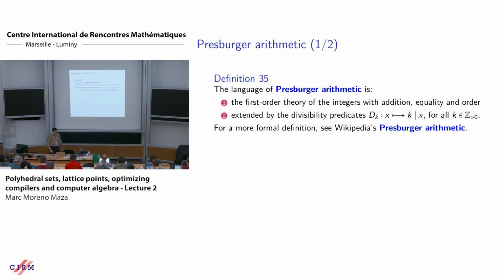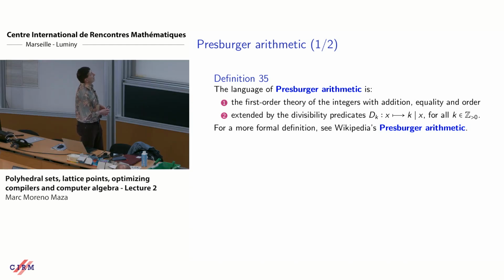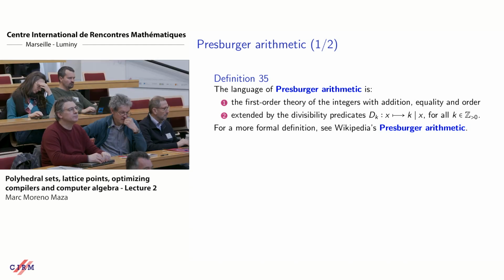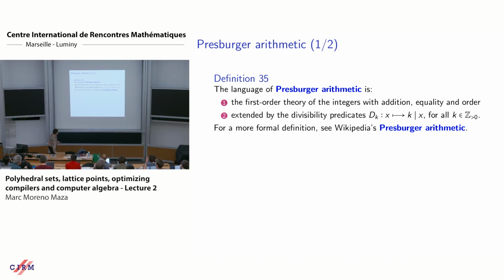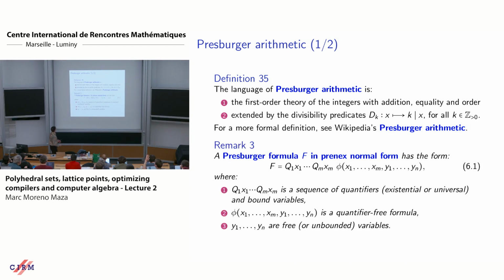Okay, last part. In some sense that's the final goal of all this: to be able to do Presburger arithmetic. What is Presburger arithmetic? This is the first-order theory of the integers with addition, equality, order, and divisibility predicates, that is, predicates of the form: given an integer k, I can say whether k divides x. There is no multiplication here, and this is why the theory is decidable. These things could be presented more formally, and I will just refer to the Wikipedia page of Presburger arithmetic.